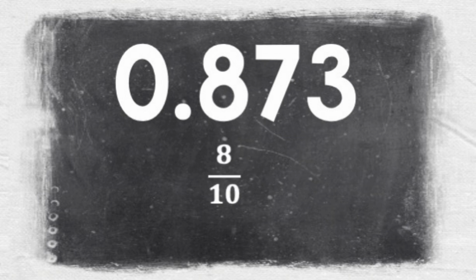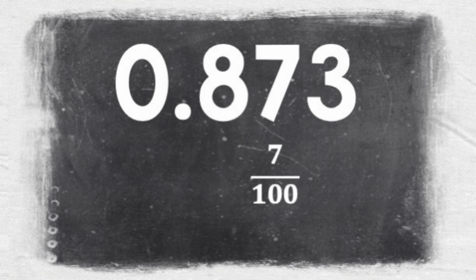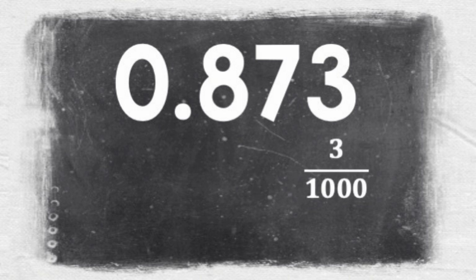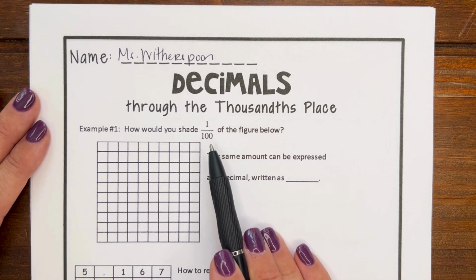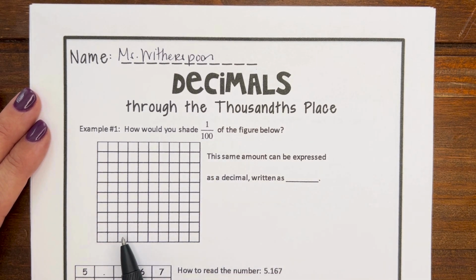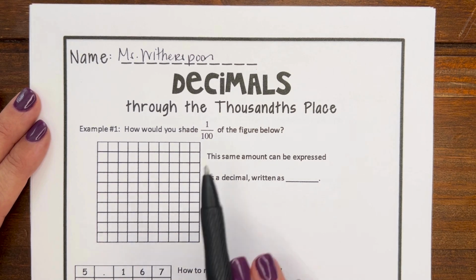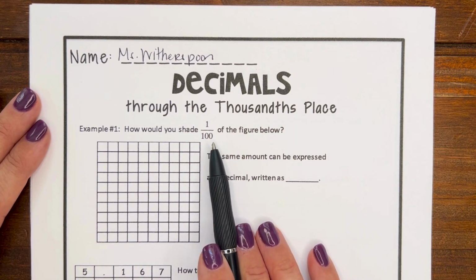Just as this 8 represents 8 out of 10 or 8 tenths, this 7 represents 7 out of 100 or 7 hundredths, and this 3 represents 3 out of 1,000 or 3 thousandths. Anytime we look at a decimal, it's important that we're constantly thinking about the fraction equivalent and the model that go with that decimal. So for example, how would we model 1/100th of the figure below?